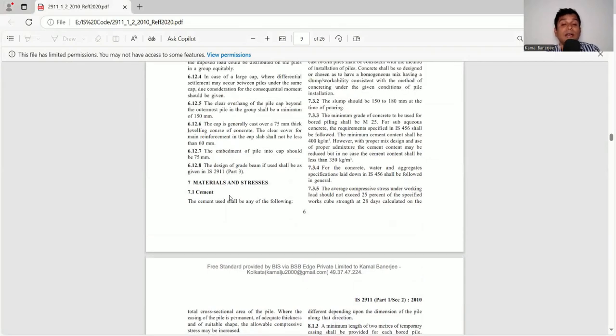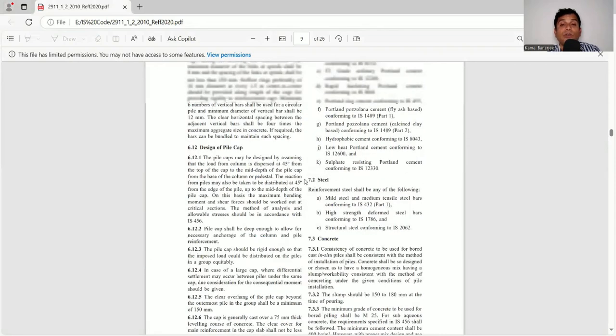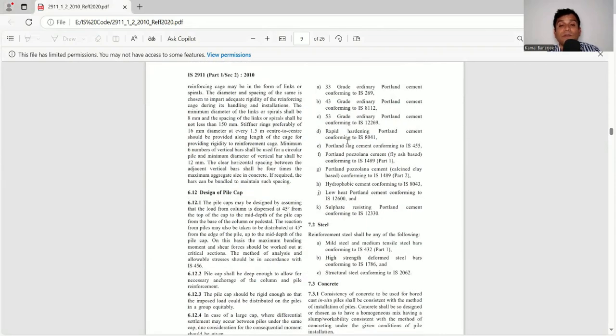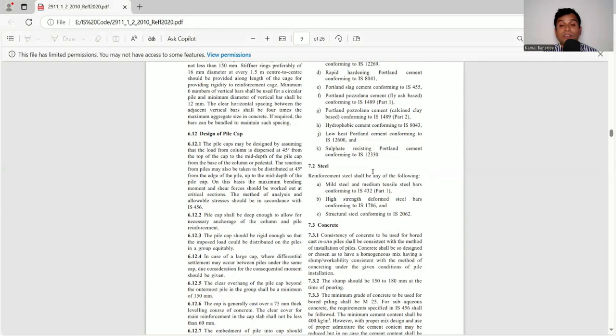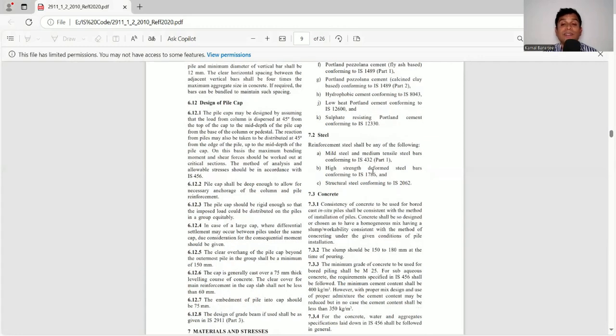It is saying about the materials and stresses. So what is the material you need for the DMC bore pile? First you need the cement. Whatever the cement, 33, 43, 53 grade, rapid hardening cement, Portland slag cement, Portland pozzolana cement, we can use. Then steel. What steel can we use? Mild steel conforming to IS 432, HYSD bar conforming to IS 1786, and structural steel conforming to IS 2062. So these three types of steel we can use for the DMC bore pile.